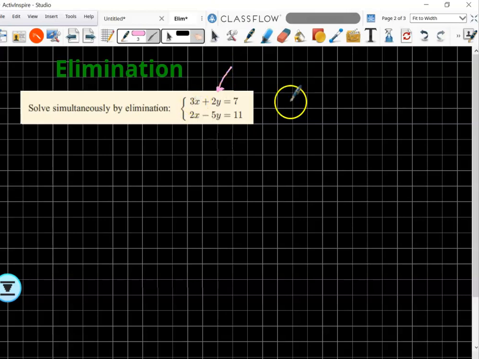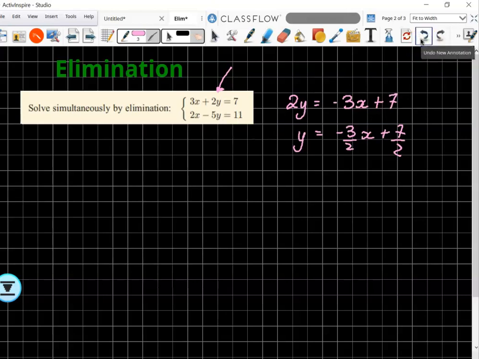Right, you're going to put the 3x on the other side, so that becomes 2y equals -3x plus 7. And how do I get the y by itself? Divide by 2. So -3 over 2x plus 7 over 2. So if I now want to substitute that in here, it's doable, but messy. Messy, absolutely. You're going to have fractions all over the shop. So lucky for you, we come up with this other method called elimination.